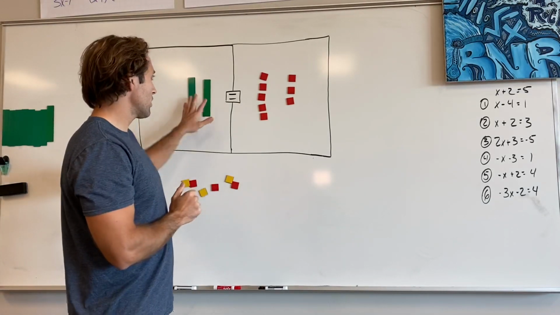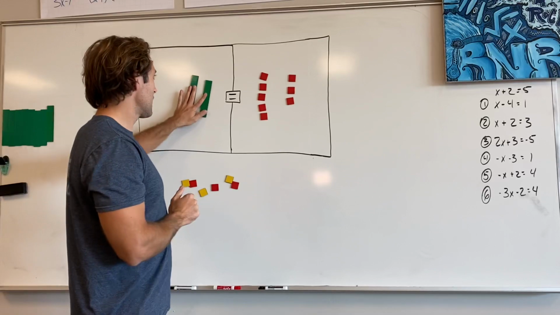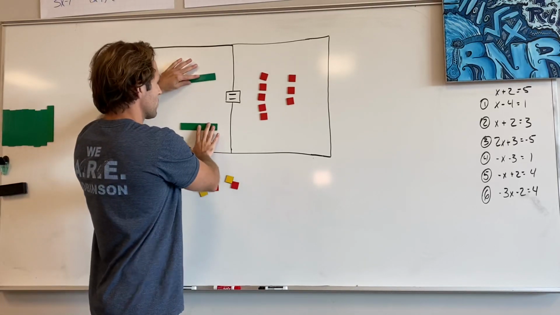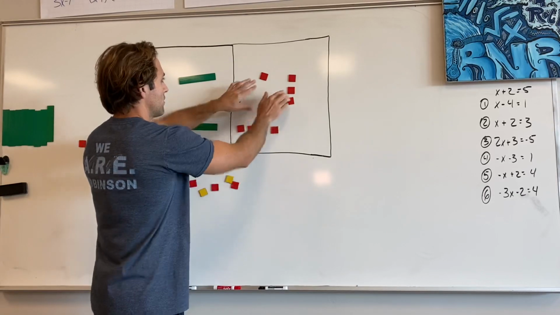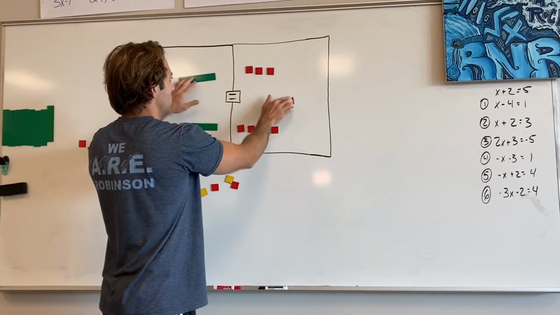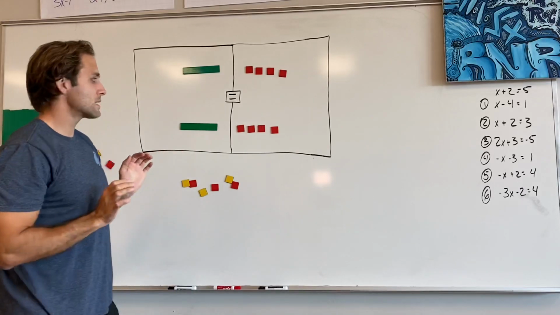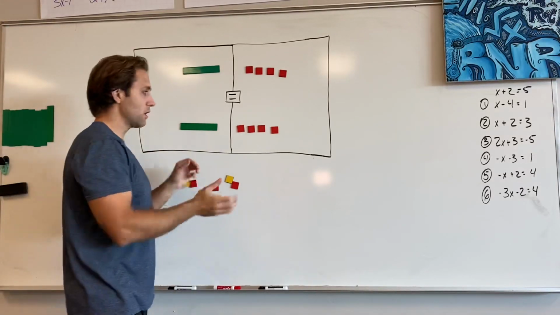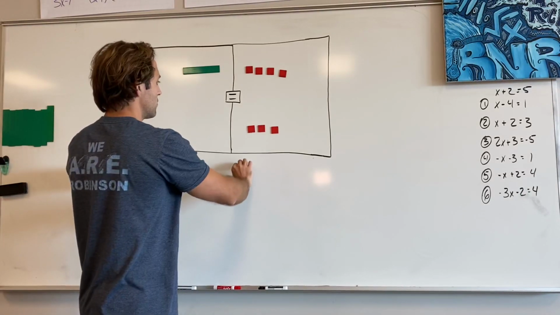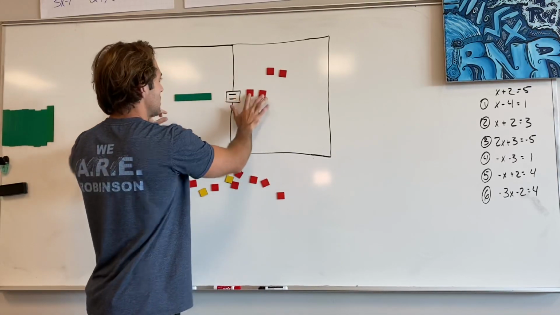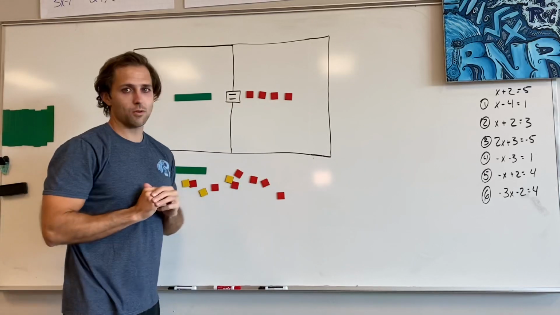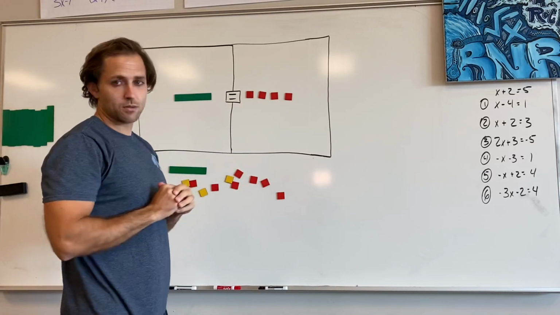So in order to figure out what one of them is worth, I need to divide this into 2 groups. This is the way I like to kind of picture it. One group of 4 on top and one group of 4 on the bottom. So each x is going to be worth 4. So we can remove this one and say that x is equal to negative 4.